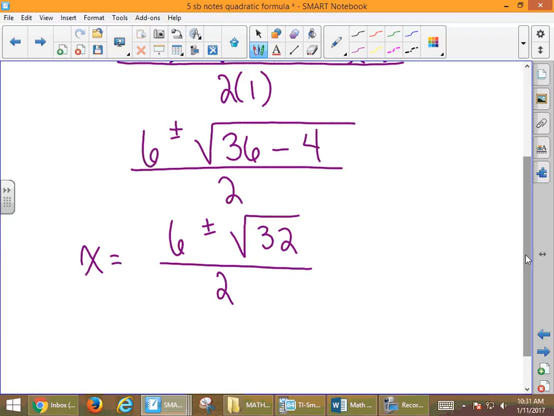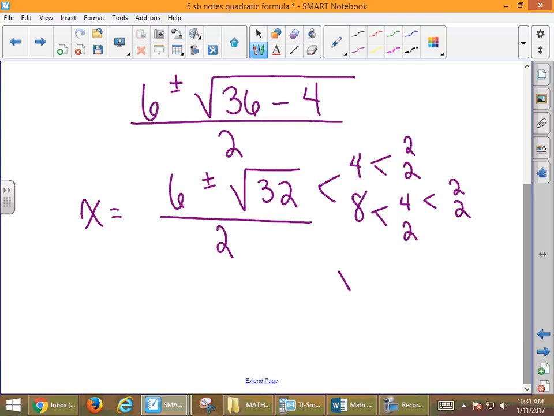But the question now becomes, can we simplify the square root of 32? And good practice for our next quiz. Doesn't matter which values you pick. 4 times 8, 16 times 2. What we're looking for is 2 of the same value to take out 1. And 4 is 2 times 2. And 8 is 4 times 2. And 4 is 2 times 2.